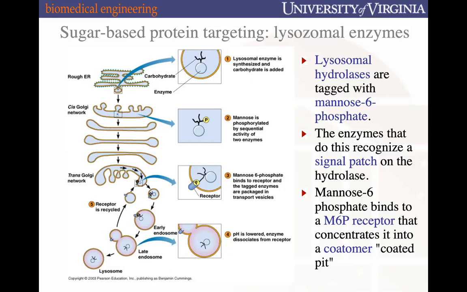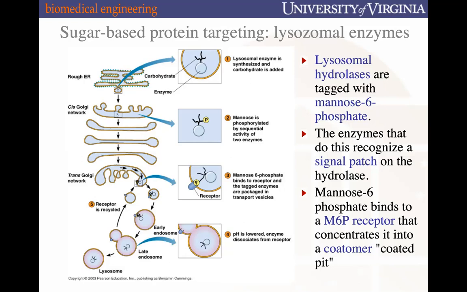Here, rather than clathrin, something called COPI. So there's a COPI-coated pit that begins to form on the Golgi, where the lysosomal hydrolase with its mannose-6-phosphate binds to the receptor, and it'll create a vesicle that then will fuse with an early endosome, and then will eventually mature to form a lysosome.